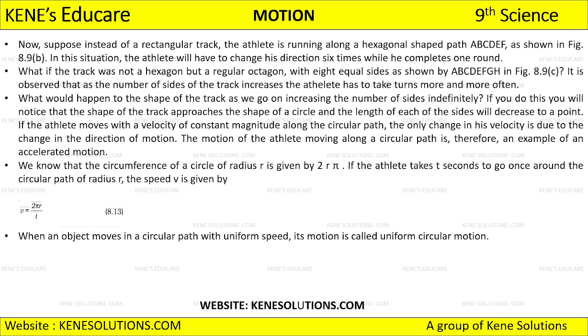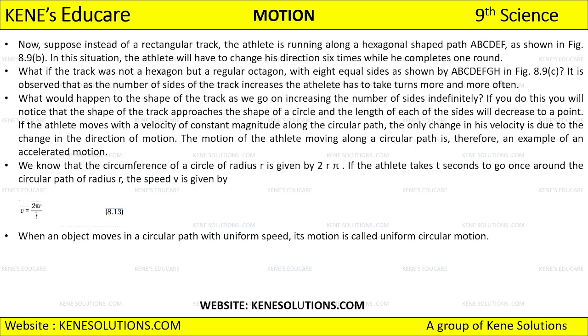Okay. So in that case, it is observed that as the number of sides of the track increases, the athlete will have to take more and more turns. So now tell me, what will happen to the shape of the track as we go on increasing the number of sides indefinitely? What do you think?